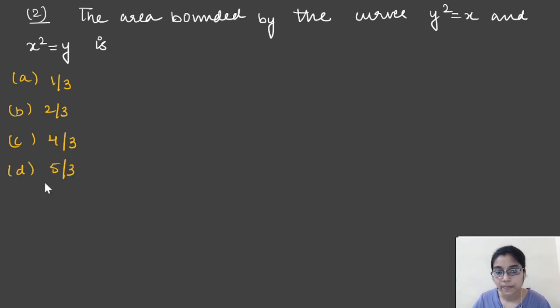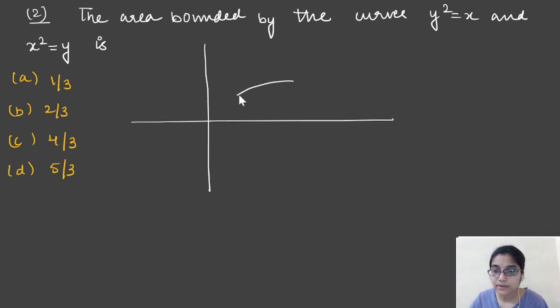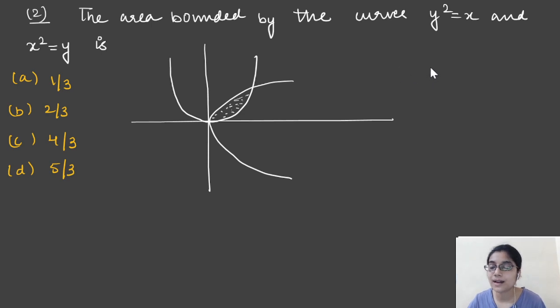Okay, so again what we will do, we will draw our area which is being bounded by these two curves. First of all we will draw y² = x, then we will draw x² = y. As we can see, the area bounded between both the curves is this, obviously, because it is the bounded region between them. So we have to find out the area of this region. Fine. So first of all we will find out the point of intersection for both the curves, because that is very important.